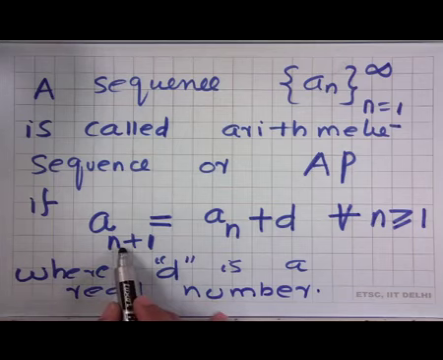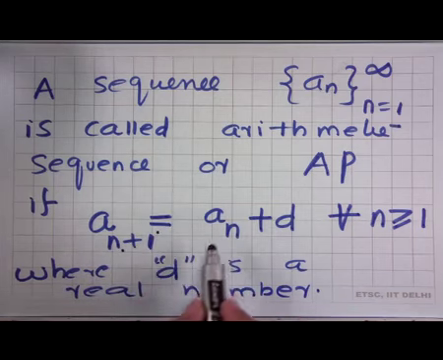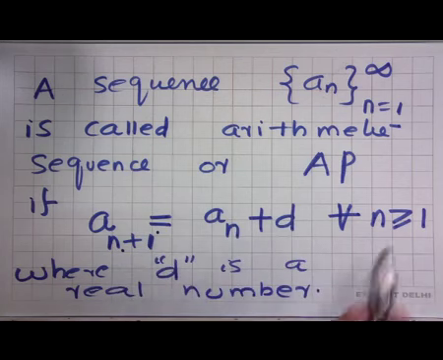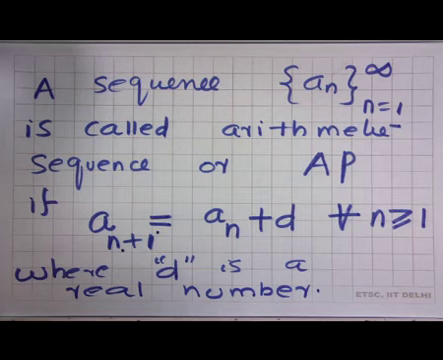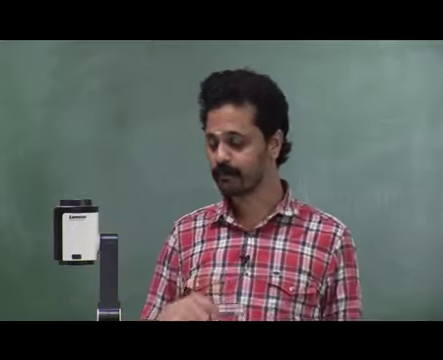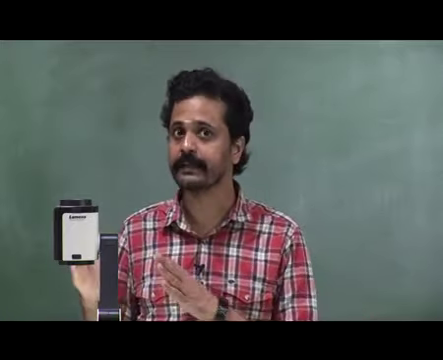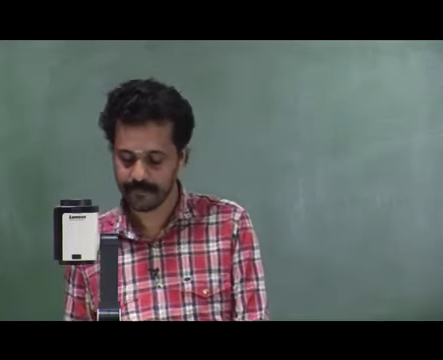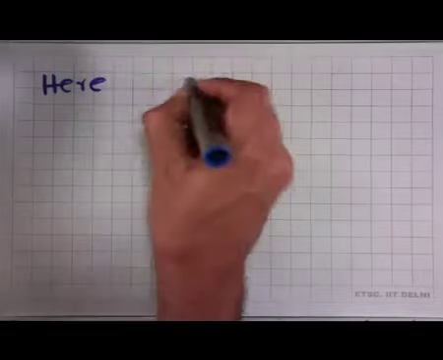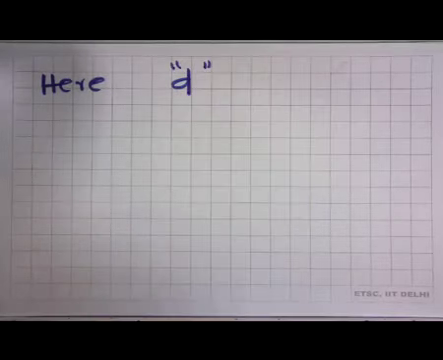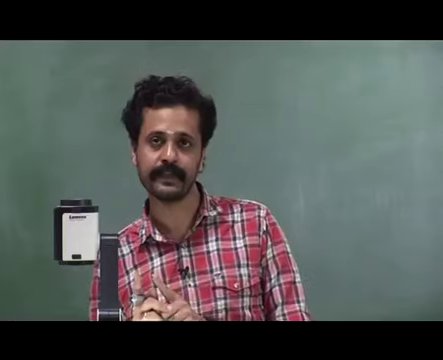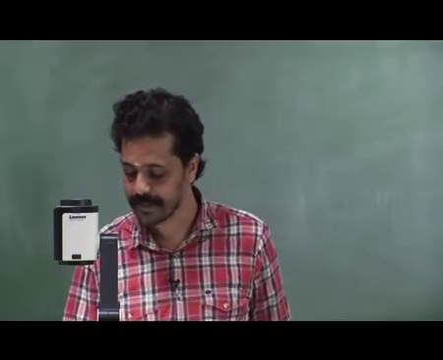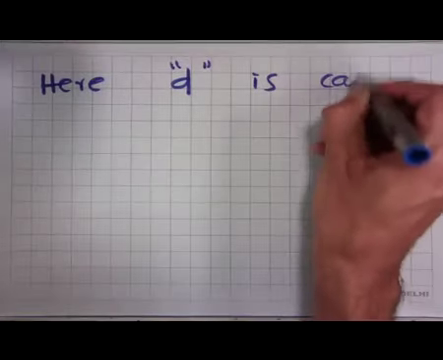The (n+1)th term is obtained from the nth term by just adding d. This is true for every n. So, the second term is the first term plus d, the third term is the second term plus d, and so on, where that d remains the same. Here d, which is the constant difference between two consecutive terms, is called the common difference.